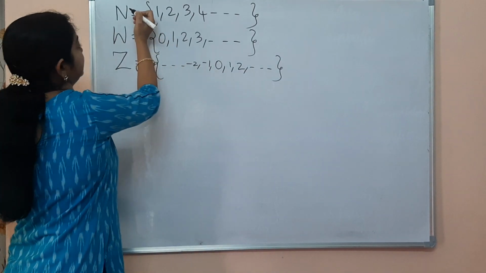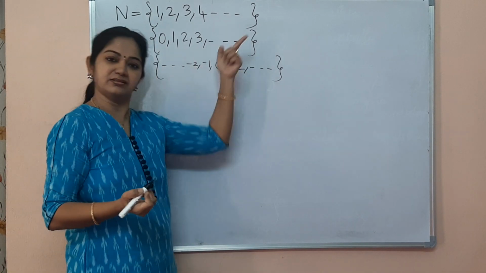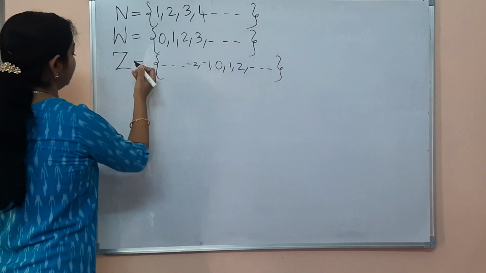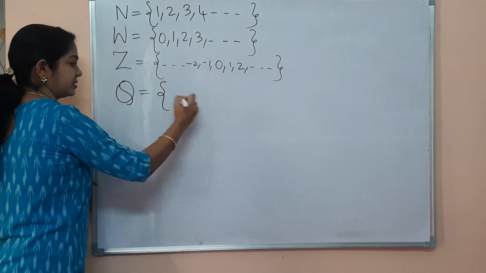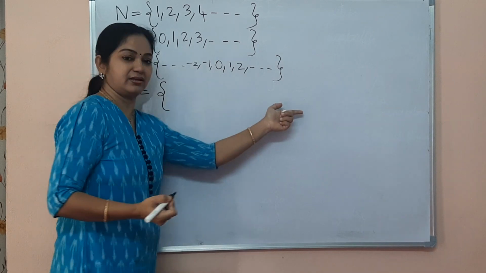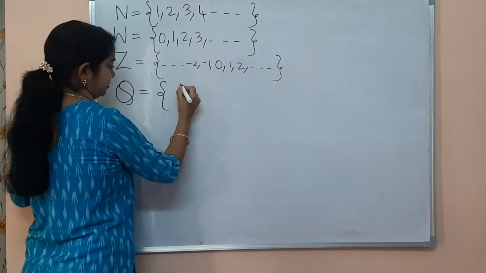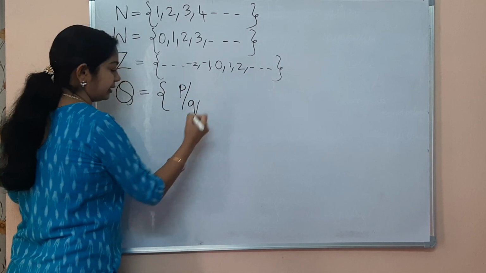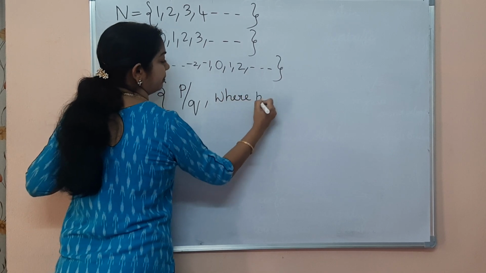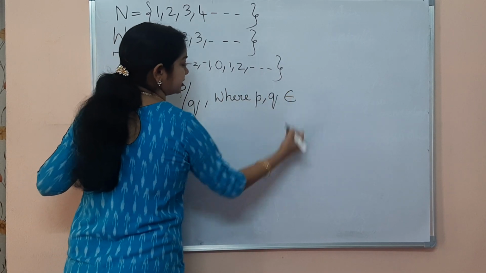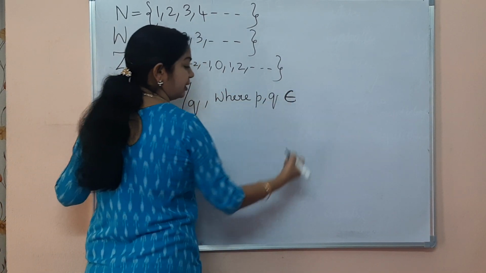Now let's see, we know natural numbers, whole numbers, integers. I have listed out their sets. We also learned about the rational numbers. Can I list out all the rational numbers? No. But I can give the condition. What are the rational numbers? They can be formed in the form of P by Q, where P, Q are integers.